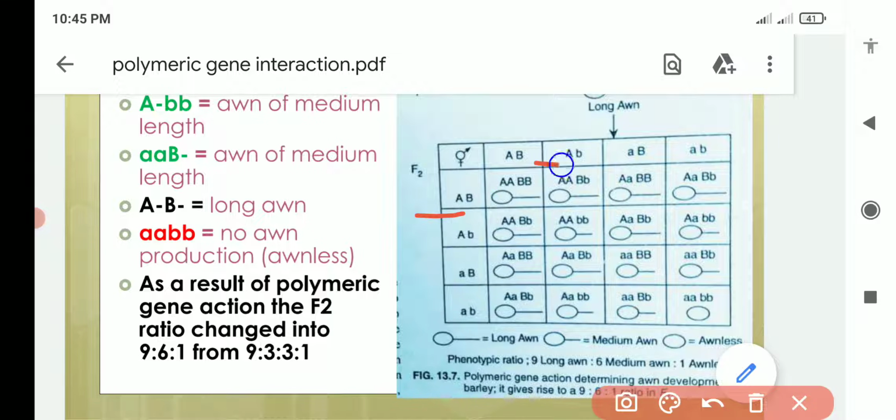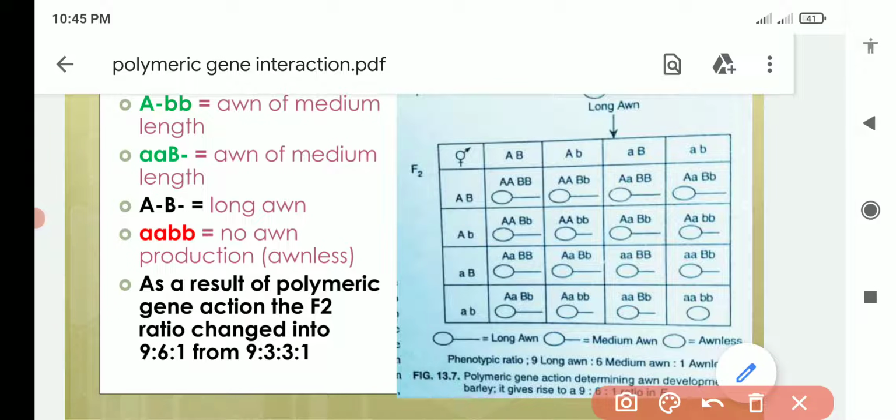When this will cross with this, then again long awn length will be observed. When this will cross with this, then again long awn length will be observed. Why? Because both capital A and capital B are present here. When this will cross with this, then again we will get long awn length because capital A and capital B both are present together.